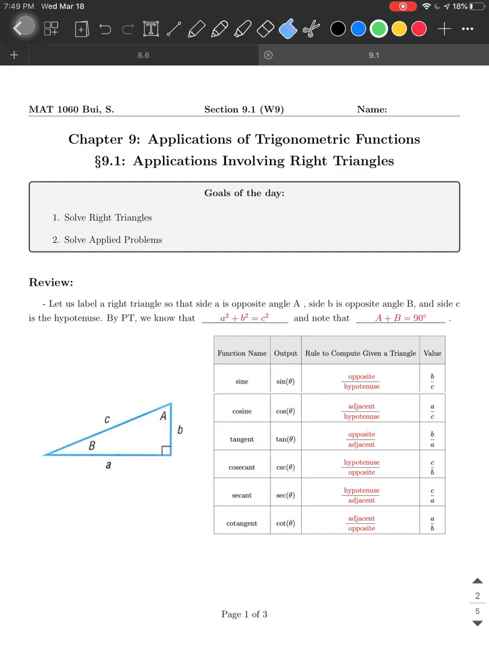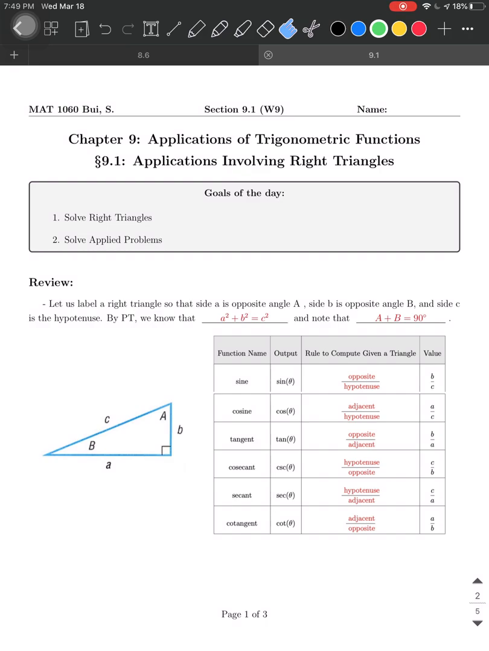The first tool is, as long as you know SOHCAHTOA, you're good to go. The second tool is that as long as you know the triangle sum, which means that all angles in the triangle add up to 180 degrees, you're cool. You'll be fine. Okay? So today we will learn how to solve a right triangle and apply this knowledge to real-world problems.